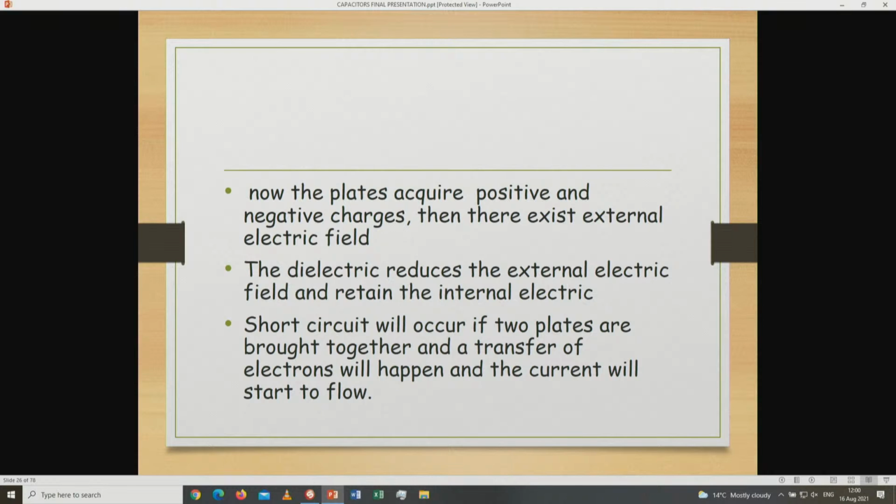Then there exists an external electric field, as I've indicated. The external electric field has its direction from the positive to the negative plate, the two parallel plates. The dielectric reduces the external electric field and retains the internal electric field in the case where we have connected a dielectric. A short circuit will occur if two plates are brought together, and transfer of electrons will happen and the current will start to flow.